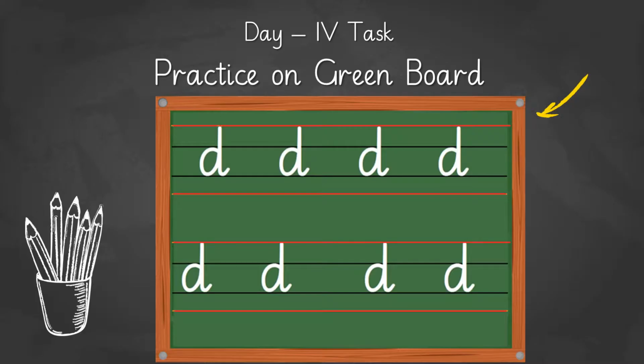You need to practice writing D as many times as you can on the green board. You can also make red and black lines with a tape or a permanent marker on your green board. Start from the second line, go round, touch the third line, then go up to the first line and then come down to the third line and make a curve.